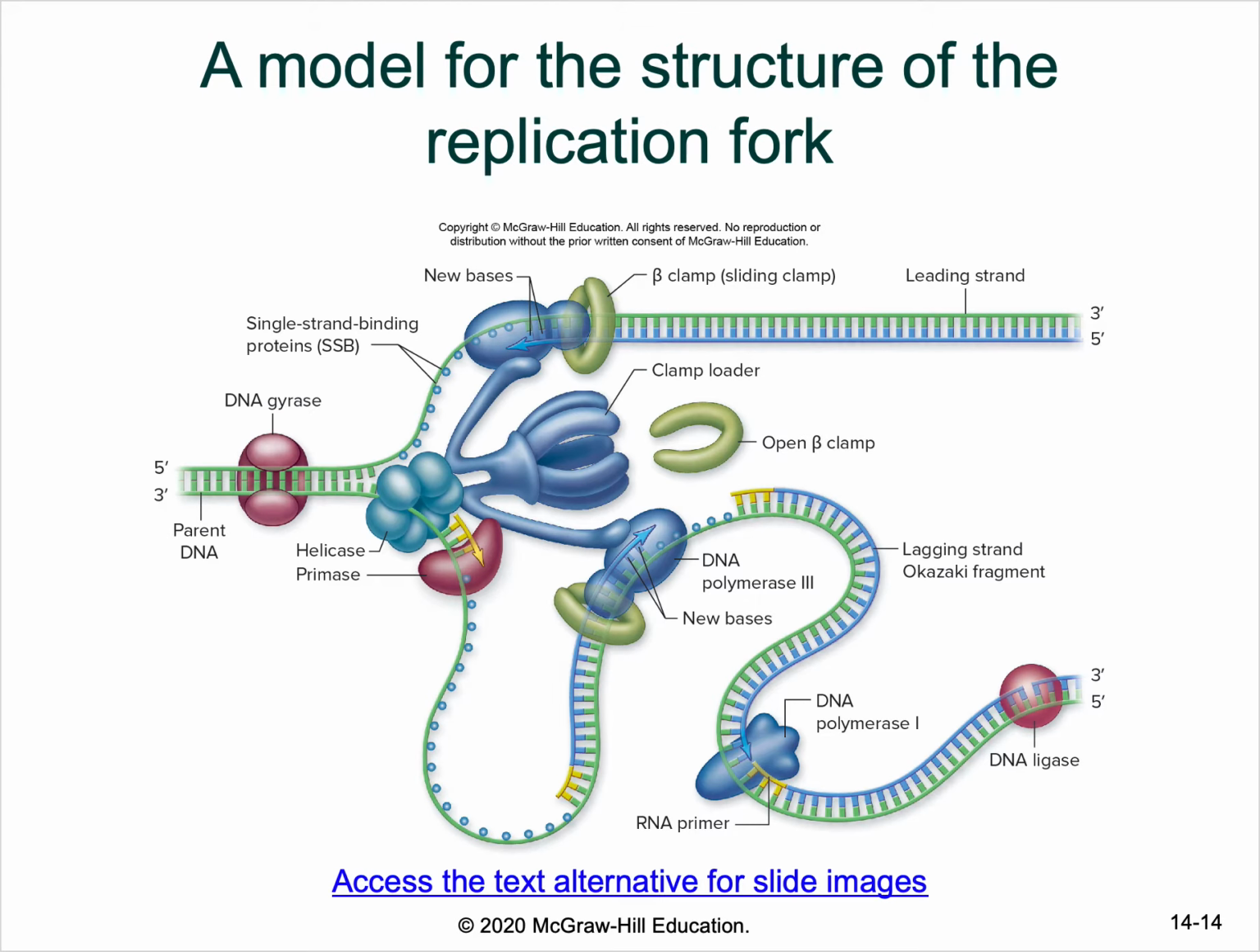And let's see. I know this looks like a lot is going on. And granted, there is a lot going on. Let's see if we can break this down the best that we can. So you have your original DNA, the parent DNA. And so helicase is right here at what we call the replication fork, and it's breaking these hydrogen bonds.